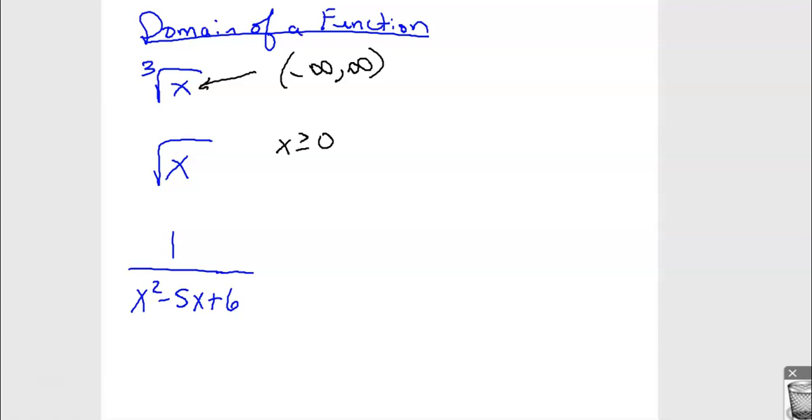I can have the square root of 0. So this would be a bracket at 0 going all the way to infinity. Now look at this next one.